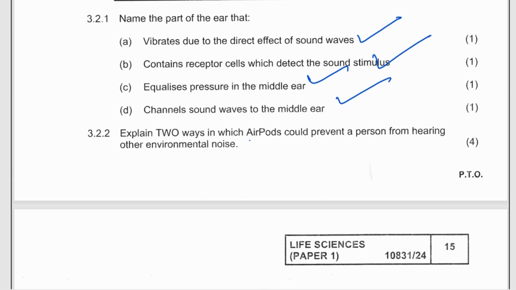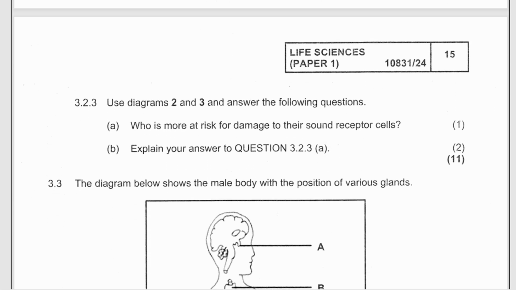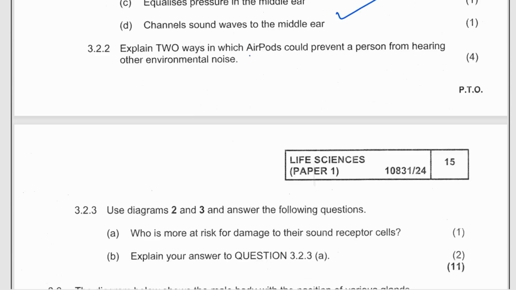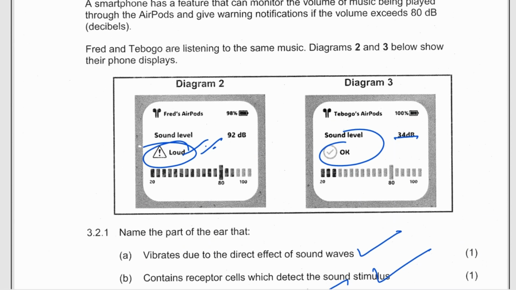Then number 2, explain your answer. Why do you think that number 2, this one? First of all, the sound is too much, so it hits the tympanic membrane. When it hits the tympanic membrane with a great force, then it means that the vibration is going to be higher.